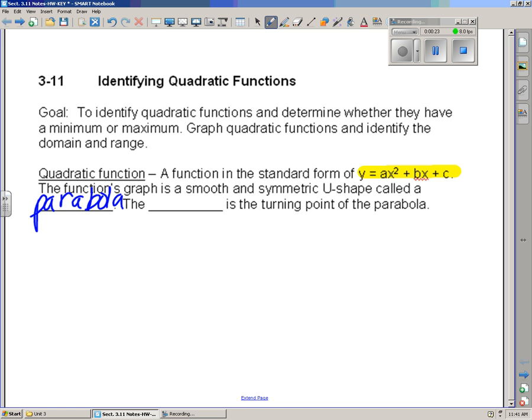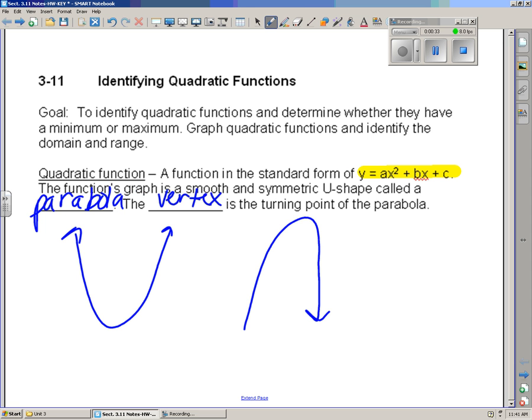And then you've got a vertex of the parabola, and that's what we consider to be the turning point. That's where the graph goes from going down to going up, or going up to going down. This highest point, which would be right here, or this lowest point, that's your turning point, and that's what we call the vertex.